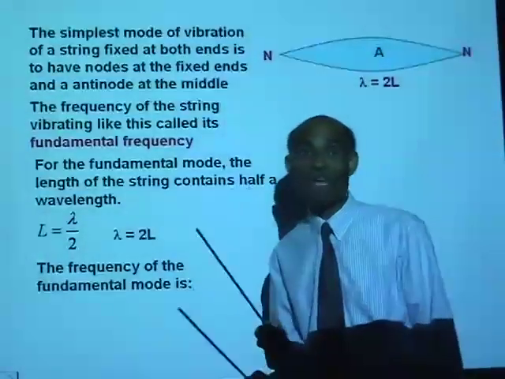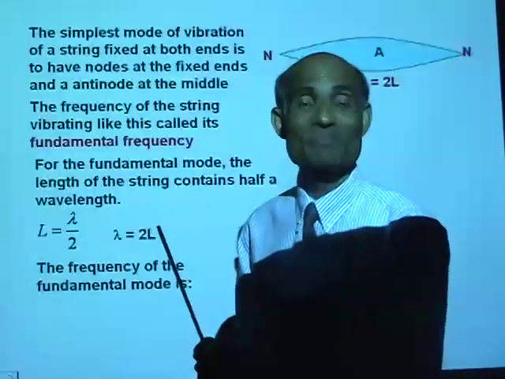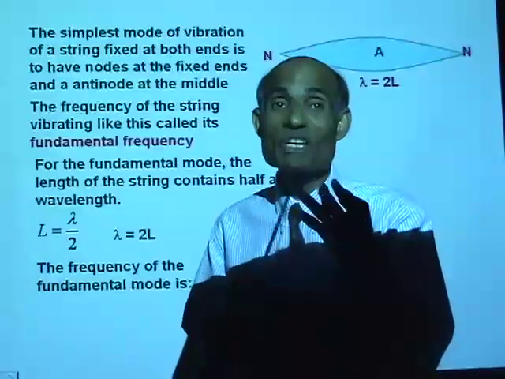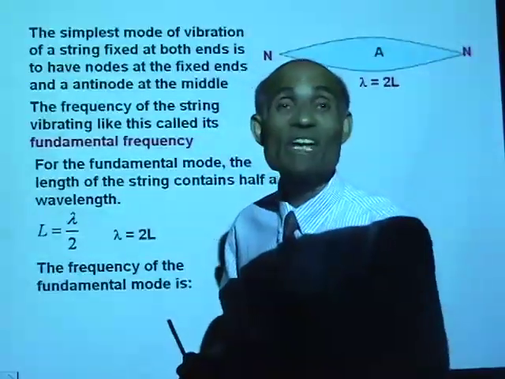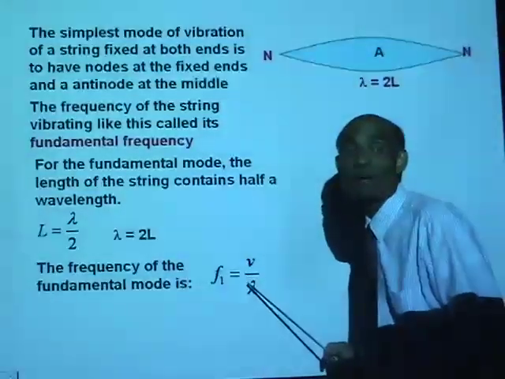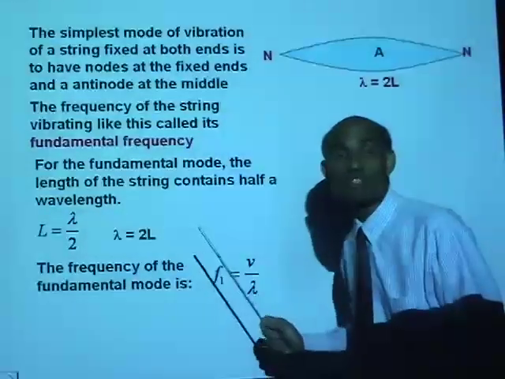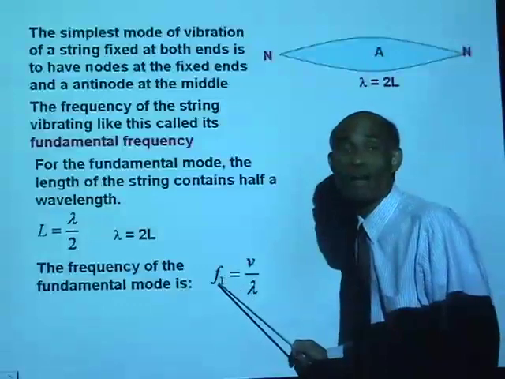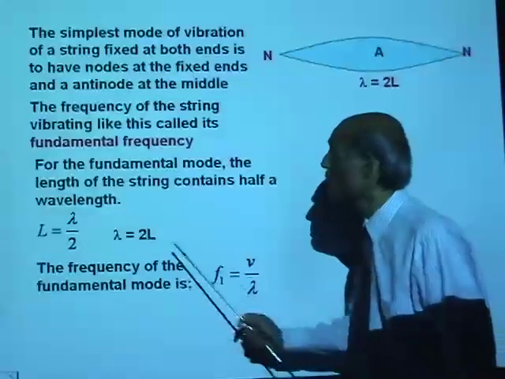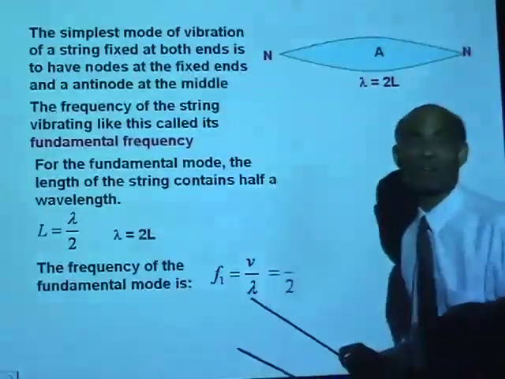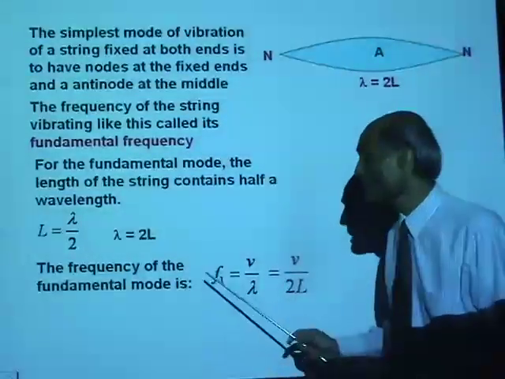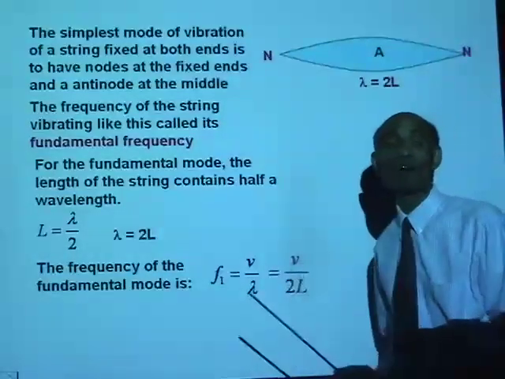Now, remember that wave equation. What is our wave equation? Do you remember? The equation that connects the wave speed, frequency, and wavelength. v = fλ. Therefore, f = v/λ. Now, I'm going to call the frequency of the fundamental mode f1. So f1 = v/λ, and for the fundamental mode, λ = 2L, and therefore this is the frequency of the fundamental mode of vibration: f1 = v/2L.